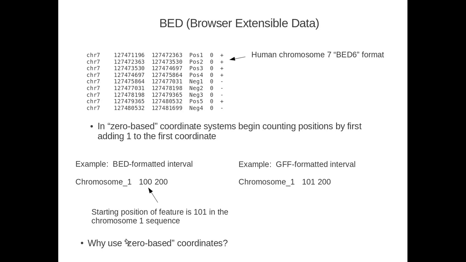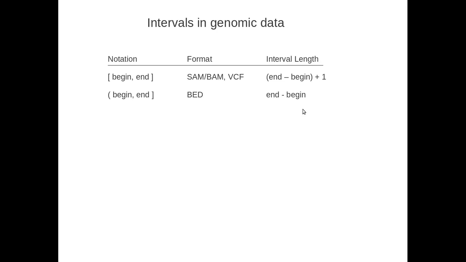Why use zero-based coordinates? Well, essentially the reason has to do with the number of mathematical calculations it requires to get the length of an interval. So this is just a little bit of history of why this BED format was developed. And notice here that SAM, BAM, VCF, GFF, as I showed you, all use the one-based coordinate system for both the 5' and 3' intervals. And if you want to get the length of that interval, you have to subtract the beginning from the end, but then you have to add 1.